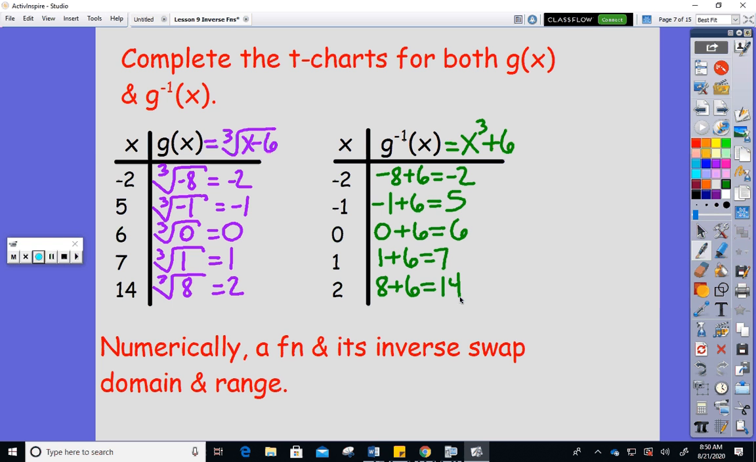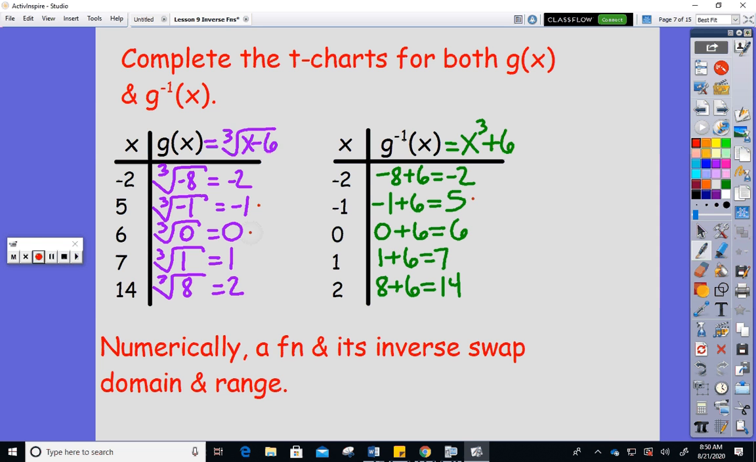Now, take a look at the t-charts. On the purple t-chart, I have negative 2 is a point, and I have that same point on the green t-chart. On the purple t-chart, I see that I have 5, negative 1, and on the green t-chart, I have negative 1, 5.